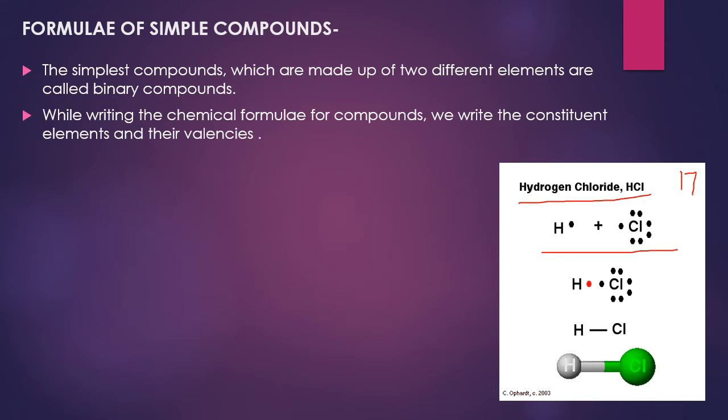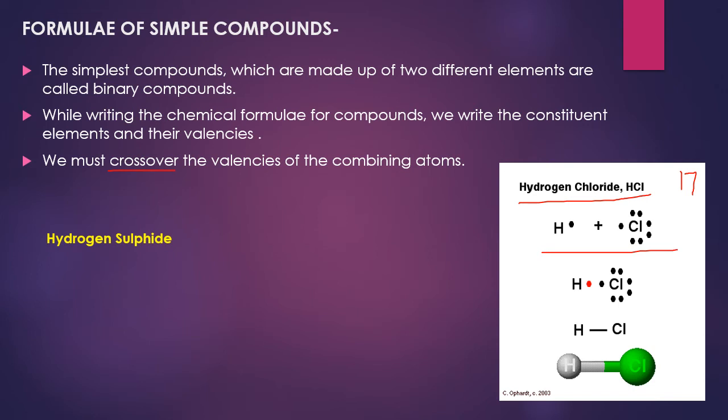While writing the chemical formula for compounds, we write the constituent elements and their valencies. And we must cross over the valencies of the combining atoms. Always remember this point. This point is very important. What does this crossover mean? I will explain over here now. Look at here carefully. This is the chemical formula of hydrogen sulfide. How do we write the chemical formula of hydrogen sulfide?